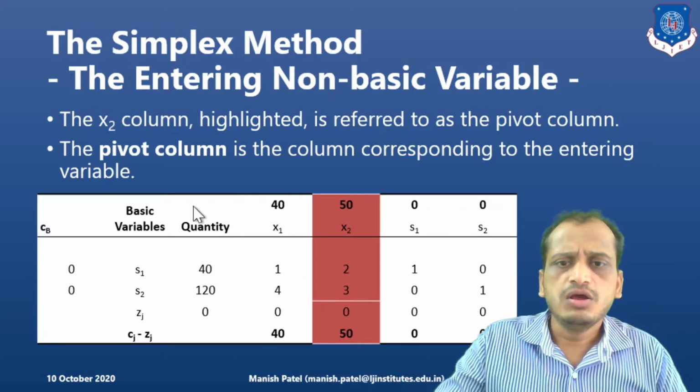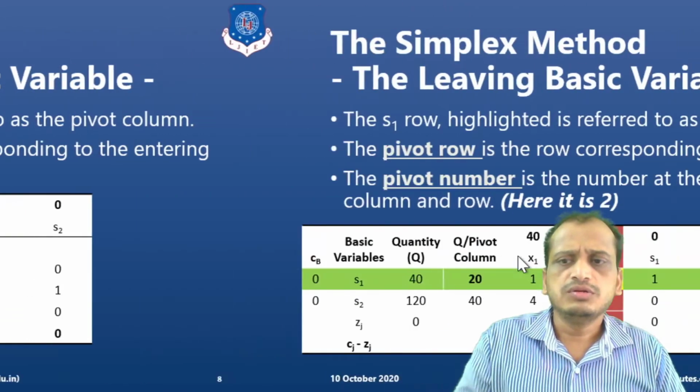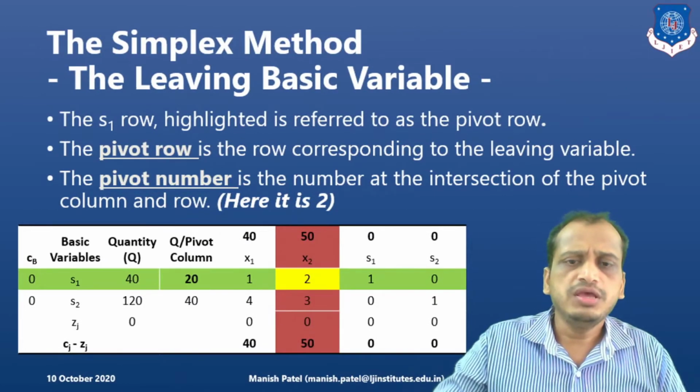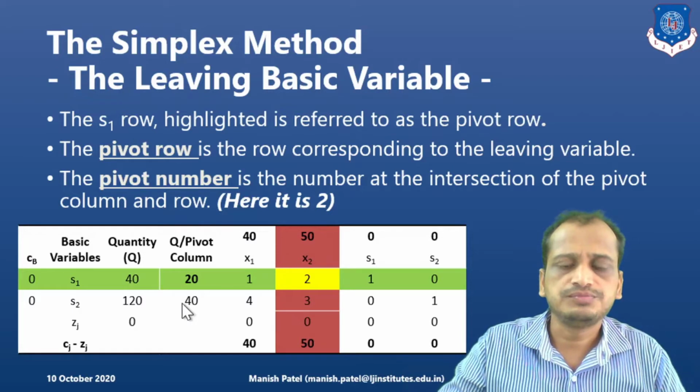Now when we divide the quantity by this pivot column, we get the pivot row. So how do we do that? Let's look into the next step. Here, 40 divided by 2 is 20. That is our minimum ratio, that is Q upon pivot column. 120 divided by 3 is 40 here.